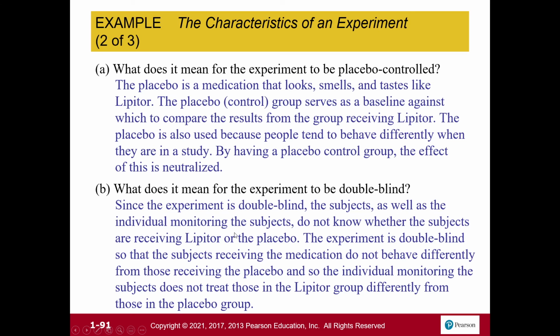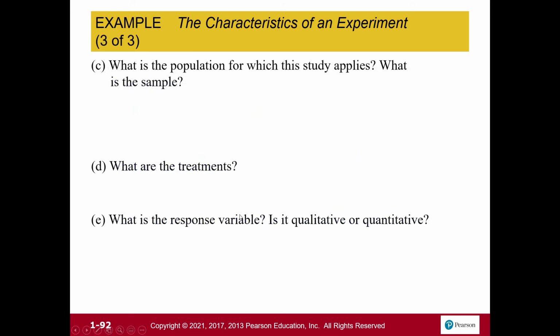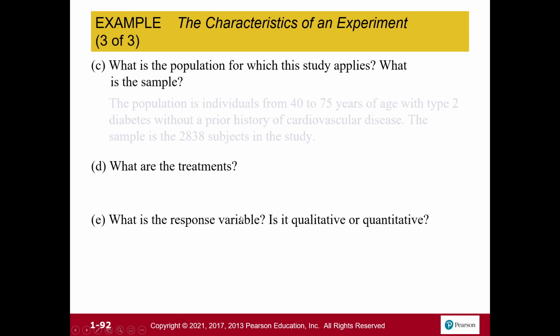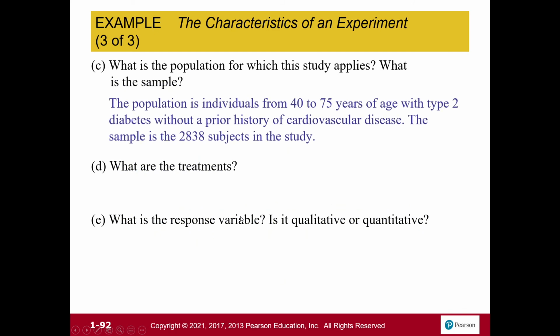The double blind, both people, the experimenters and the subjects, have no idea what's going on. They don't know who's who. They don't know who has the placebo. They're just going to treat everybody the same. This is good stuff.